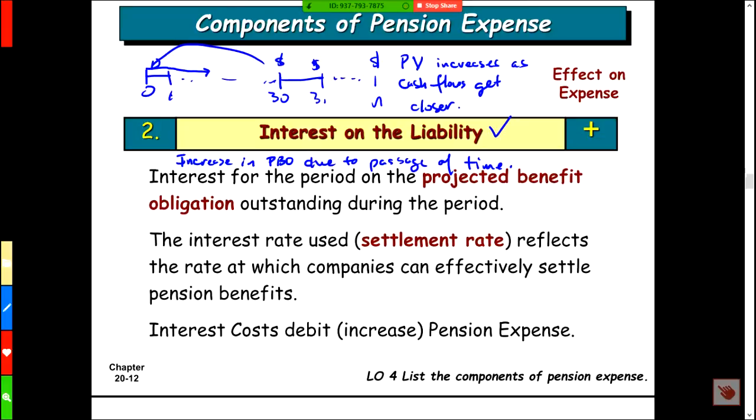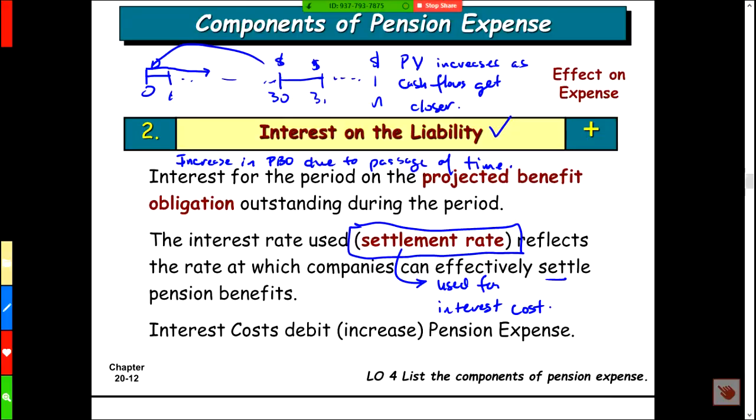The special rate we use for the PBO is called the settlement rate. And the idea is that if you were going to retire, would you wait 30 years to get all those cash flows, or would you take a lump sum? What discount rate would you have to get to be indifferent between taking all the money today or taking it in retirement? So that's what the settlement rate is going to be. But the main thing is know that the settlement rate is exclusively used for the interest cost. All right, so that's interest on the liability.